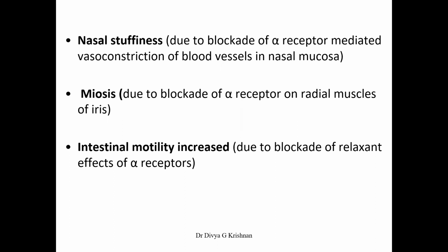Now miosis, obviously you understand, because of the blockade of the alpha receptor mediated mydriasis. And obviously the intestinal motility is increased, again because of the blockade of the relaxant effects of alpha receptors.